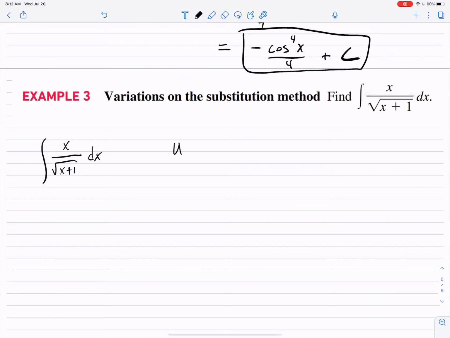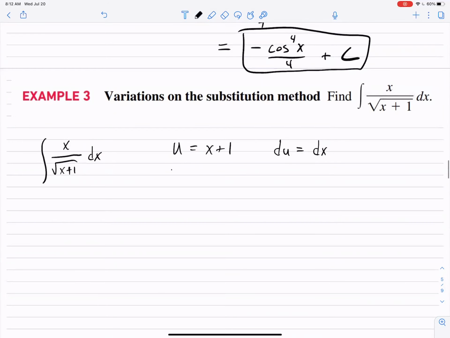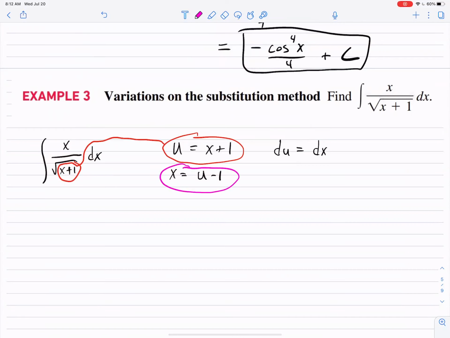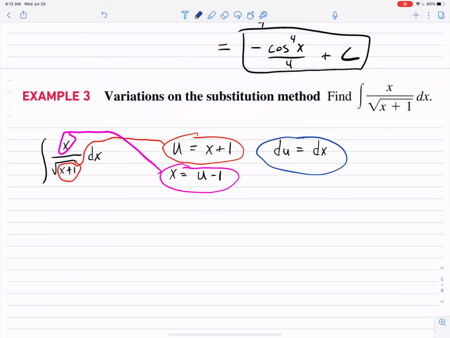And so what we're going to do is we're going to let u be the bottom, x plus 1. And then du, taking the derivative of that, is just dx. So it's just a clean switch through. But then how do we deal with this x up here? Well, u is x plus 1. So that means that x is equal to u minus 1. And so these are the substitutions we're going to do. So that goes in right there. This guy will go in right here. So we get everything in terms of u. And then finally, we have to replace du and dx.